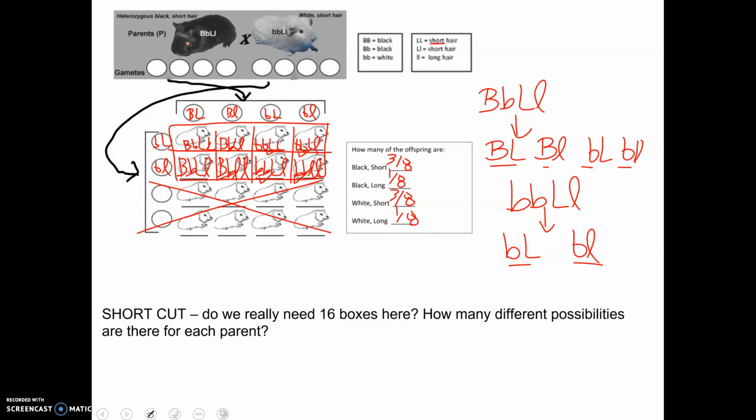All right, so now let me show you this shortcut. Let's say we do this same cross, but I'm going to show you something called the product rule. The cross we were doing, I'm going to switch over to my other board here. Okay, so the cross we were doing was big B, big L, little l, crossed with little b, big L, little l. The product rule says that the chances of any 2 different things happening is the product, or multiplying, of their individual probabilities. What in the world does that mean?